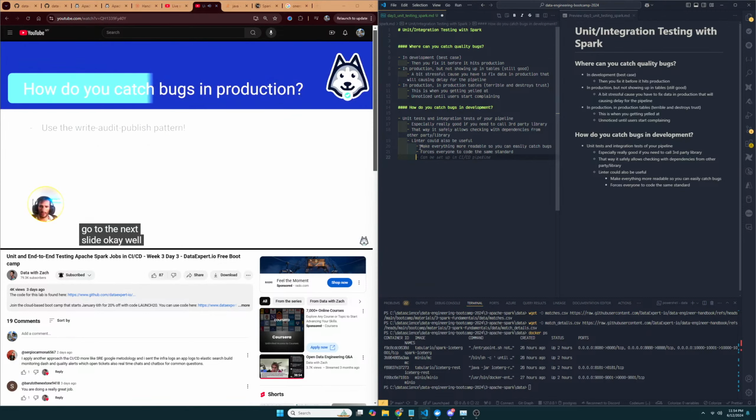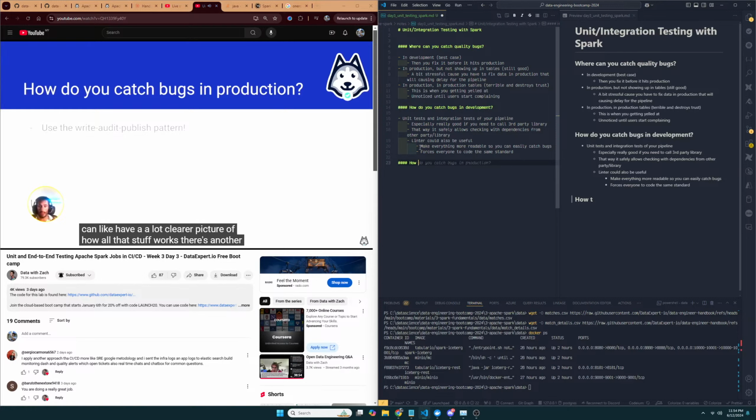Okay. Well, production's pretty straightforward to catch stuff, right? You use write, audit, publish. We're going to be covering write, audit, publish in painful detail on Thursday so that y'all can have a lot clearer picture of how all that stuff works. There's another pattern called the signal table pattern that we will also cover on Thursday that is similar. I think it's less good, but Facebook actually prefers the signal table pattern over write, audit, publish, but they both work.